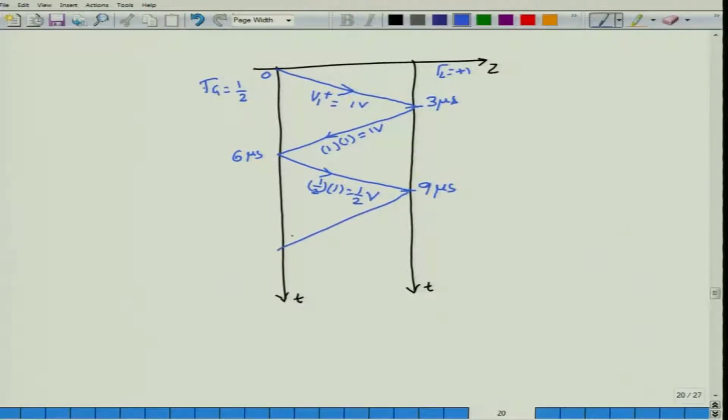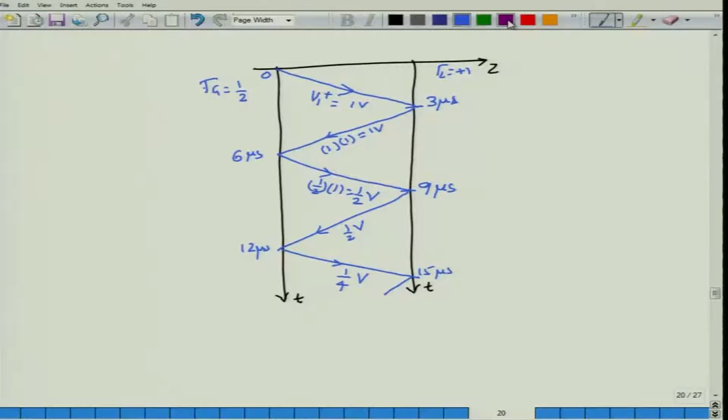There will be one more reflection of half volt because the reflection coefficient here is equal to +1. Then there will be further reflection. The reflected half volt will reach at 12 microseconds, whereas the further reflection of 1/4 volt will begin to propagate from 12 and will reach at 15 microseconds. So let us stop here, not just because I ran out of space, but also because the voltages keep on reducing, and we also have enough information to solve the two questions that were posed to us.